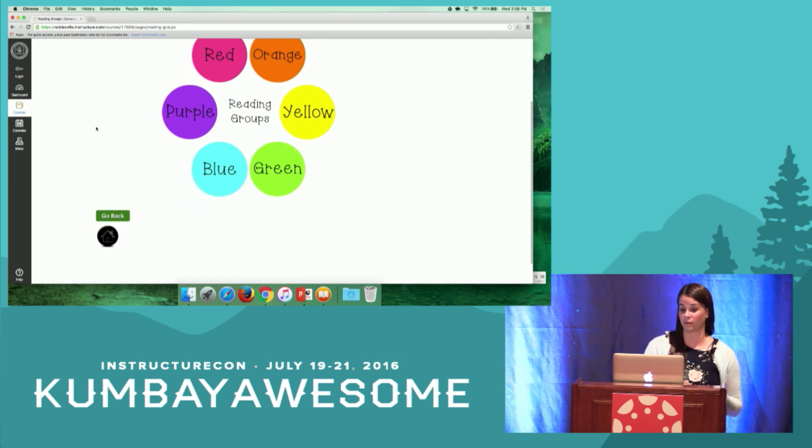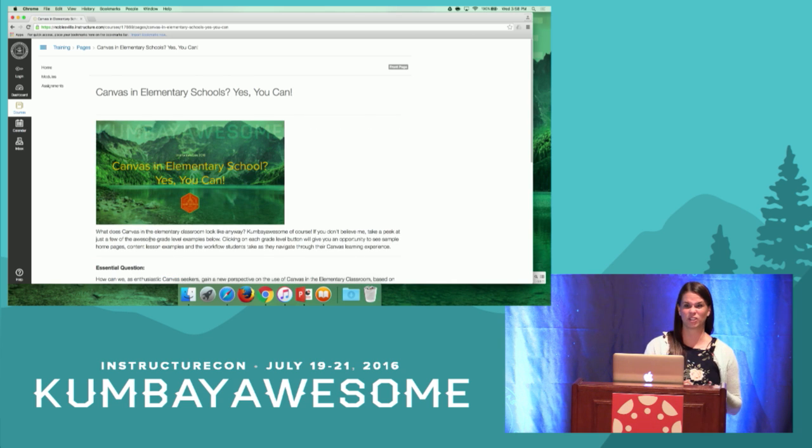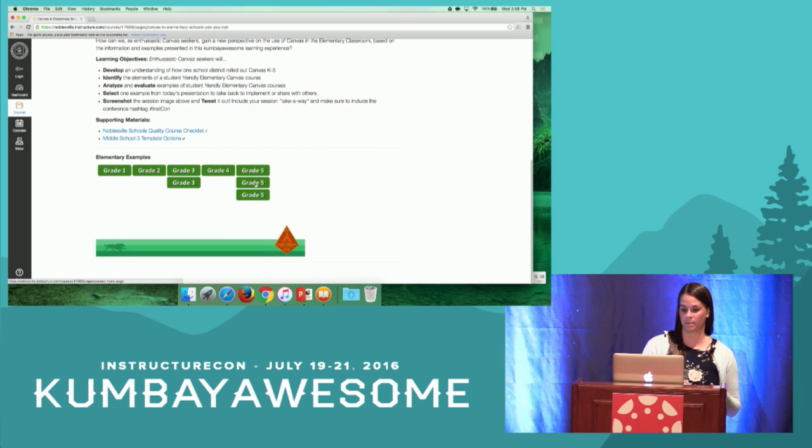Is there a specific grade level anyone would really like to see? Well, I don't have kindergarten. Sorry. Fifth grade. Okay, so let's take a look at some of our fifth grade classrooms.